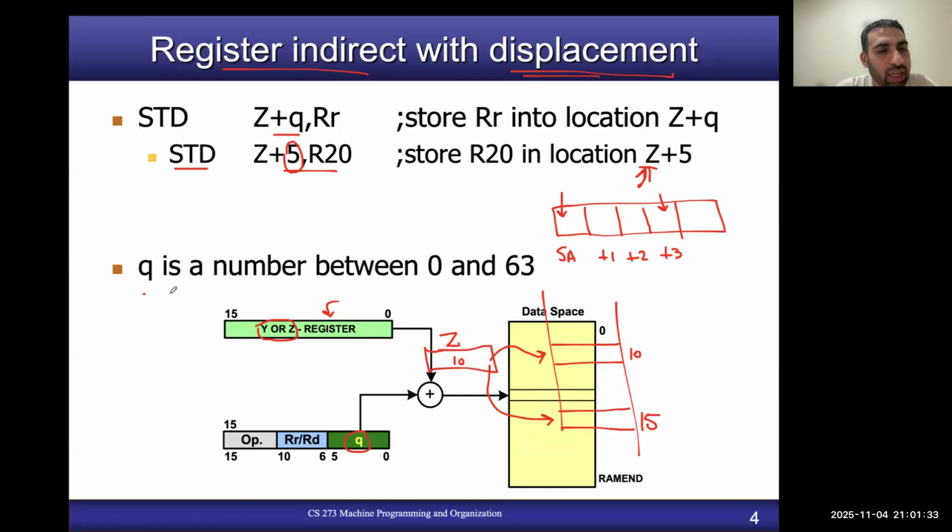And here Q can be a number between 0 and 63. You cannot have a displacement of more than 63, because in the instruction format you have only 6 bits to specify Q. With 6 bits, the maximum value you can specify is 63.